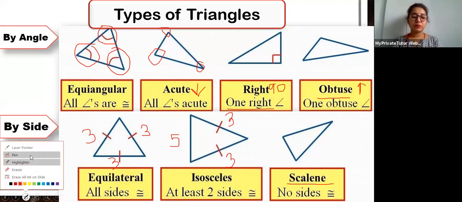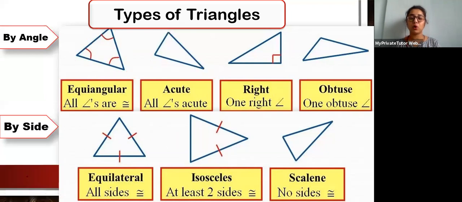So, types of triangles are on the basis of angle and on the basis of side. On the basis of angle, we have equiangular triangle, acute angle triangle, right angle triangle, and obtuse angle triangle. On the basis of side, we have equilateral triangle, isosceles triangle, and scalene triangle.